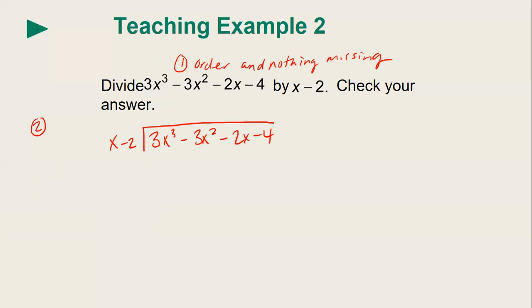Now we're going to follow the steps of divide, multiply, subtract, bring down. So when you are dividing, you're asking, what am I dividing? You're dividing your leading coefficients. So I'm dividing 3x cubed divided by x. What is 3x cubed divided by x? 3x squared. Do we agree? Okay, so that's going to go on top of the house. So we have 3x squared.